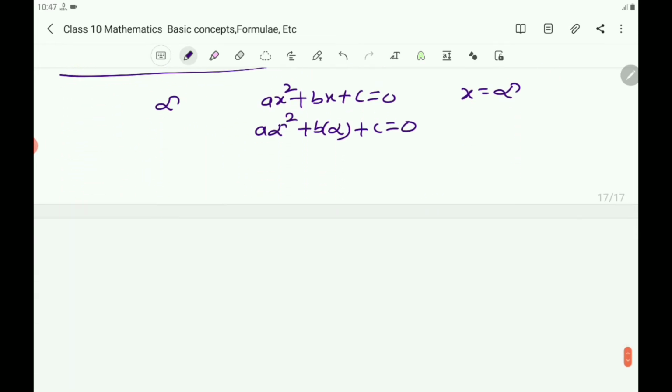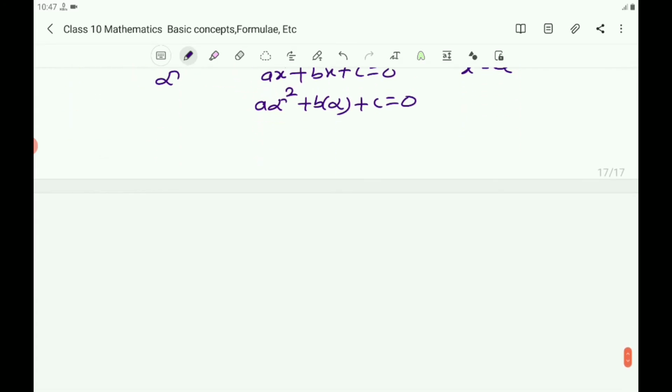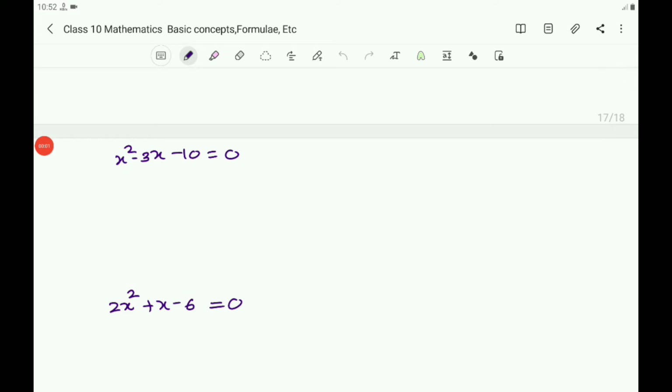So now let us discuss the first method, that is the factorization method. There may be questions like: find the roots of the quadratic equation x square minus 3x minus 10 equals 0. Here this can be factorized. You take the product, that is x square into minus 10, which is minus 10x square. If p and q are the factors, that is pq, and p plus q is nothing but the middle term, minus 3x.